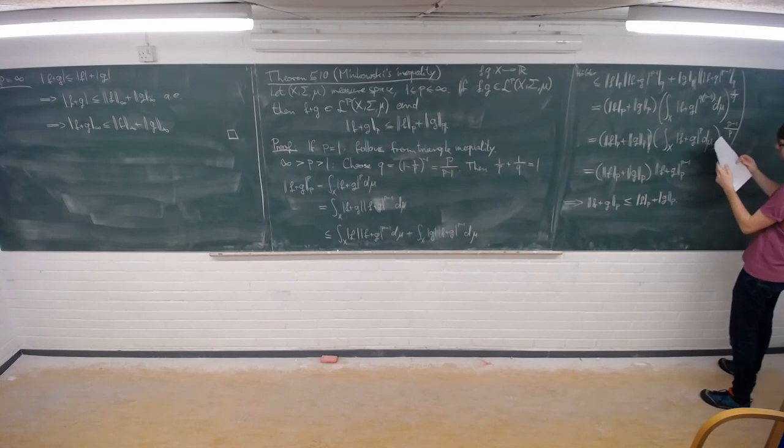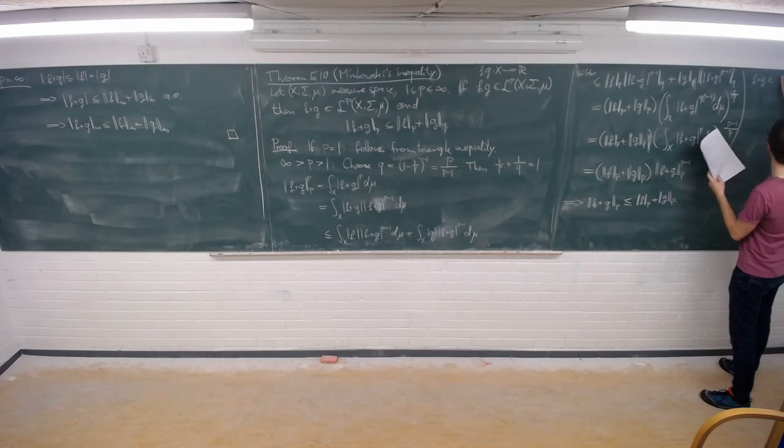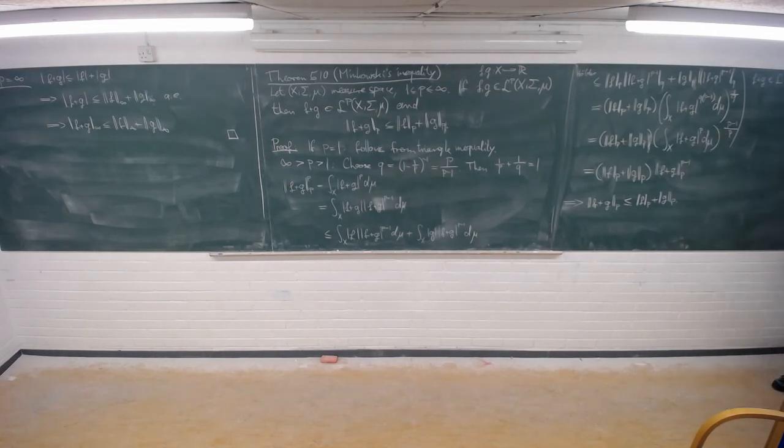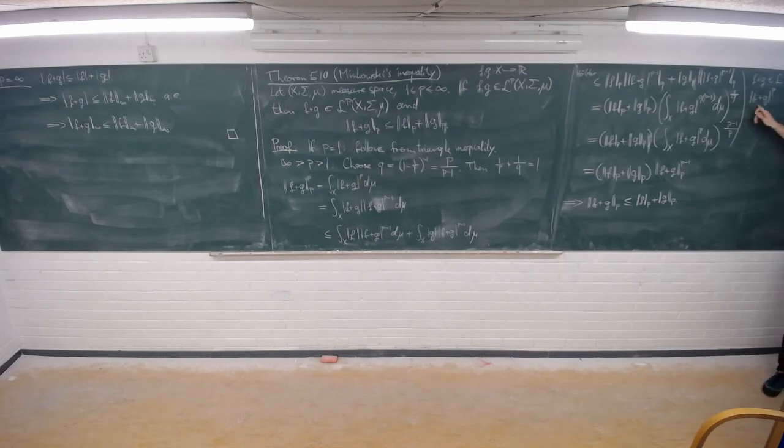So we still have to prove that this absolute value of f plus g to the power p must be integrable. So the integral of this has to be finite, so we have to find some kind of upper bound for this.